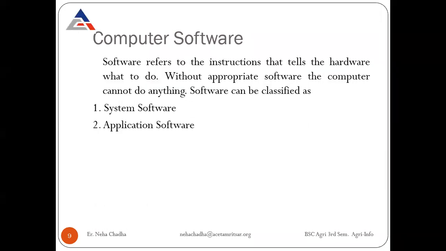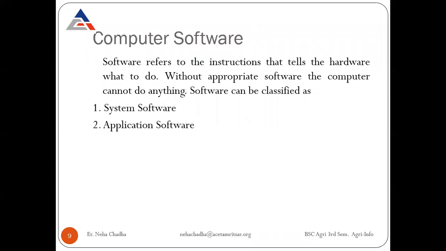Coming to the computer software. Computer software refers to the instructions that tell the hardware what to do. That means both the hardware and software are interrelated. Your hardware cannot work without software. Your software cannot work without hardware. Both are dependent upon each other. Without the appropriate software, the computer cannot do anything. Software can be classified into two parts. One is called the system software, the other is called the application software.